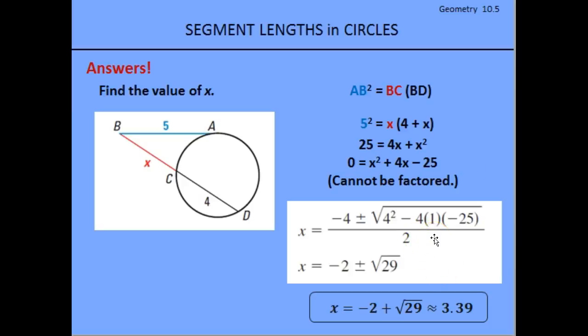Now, I went ahead and put this in, but you should be able to do this without me going through every step to get this answer. Sometimes we get some nice answers, and sometimes they get a little bit complicated, and this is one of the more complicated answers. But now you have to remember that we're looking at a length here, and length is always positive, so we will not do -2 minus square root of 29. We will only do the positive, and we will end up with 3.39. Moving on.